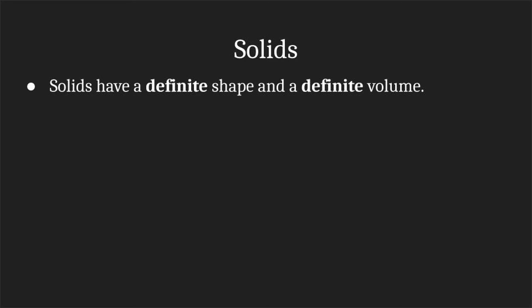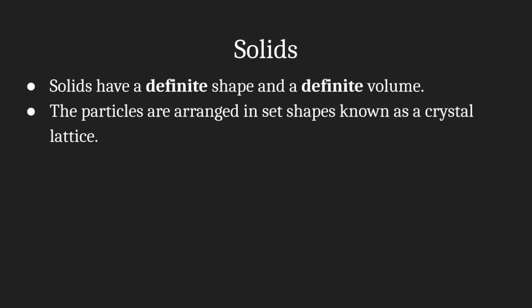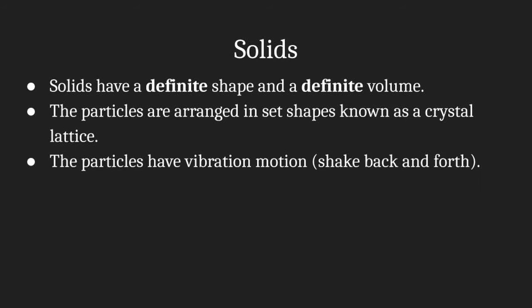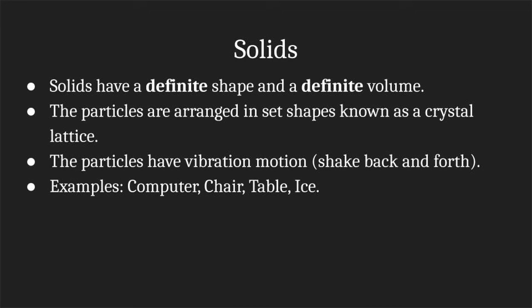The first state of matter we are going to talk about is solids. Solids have a definite shape and a definite volume, meaning they're going to stay in whatever shape they start in unless something is done to them, and they're also not going to change size without something being done to them. In a solid, the particles are arranged in set shapes known as crystal lattices, and the particles only have vibrational motion, meaning they move back and forth. Some examples of solids are computers, chairs, tables, and if we have solid water, it's called ice.